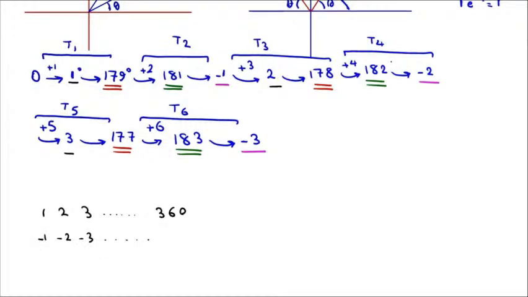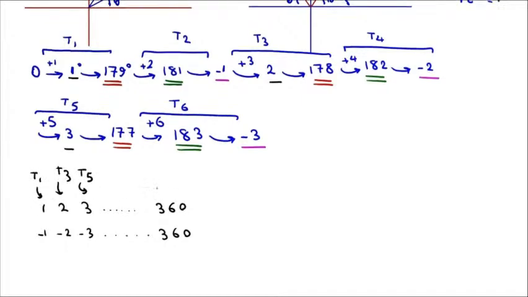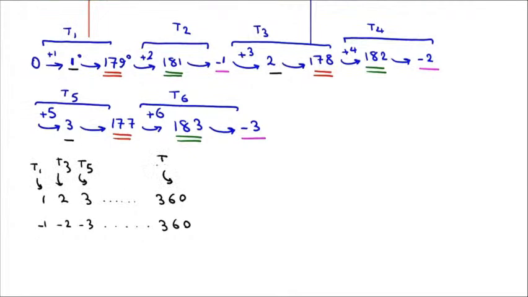In T2, T4, T6. So you can see that we reach 1 in what? In T1. We reach 2 in T3, in T5. Let me tell you, for each of them, we'll reach 360 in what? Negative 1, we reach in T2. We reach in T4 for negative 2. For negative 3, we reach in T6.